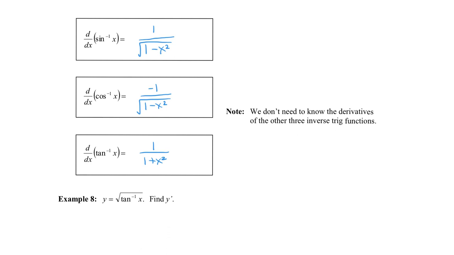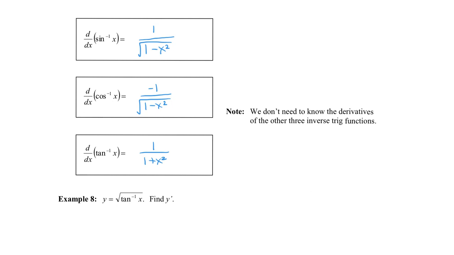Okay, and then there's a little note here. It says, we don't need to know the derivatives of the other three inverse trig functions. Nobody really uses those. Also, it sort of depends on how you define them. So remember, to have an inverse function, you have to make your original function one-to-one. And there's not really a lot of agreement on how to handle that with secant, cosecant, and cotangent. So we don't need to really know these.